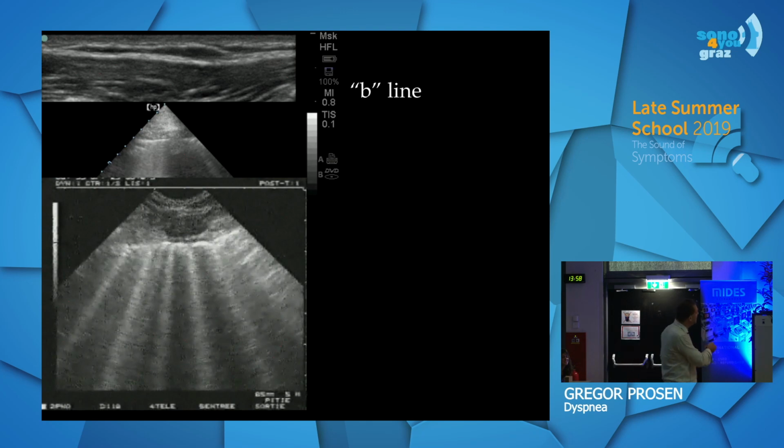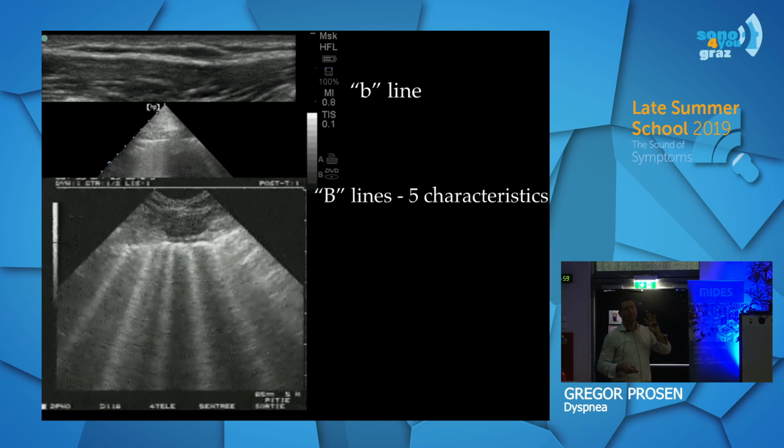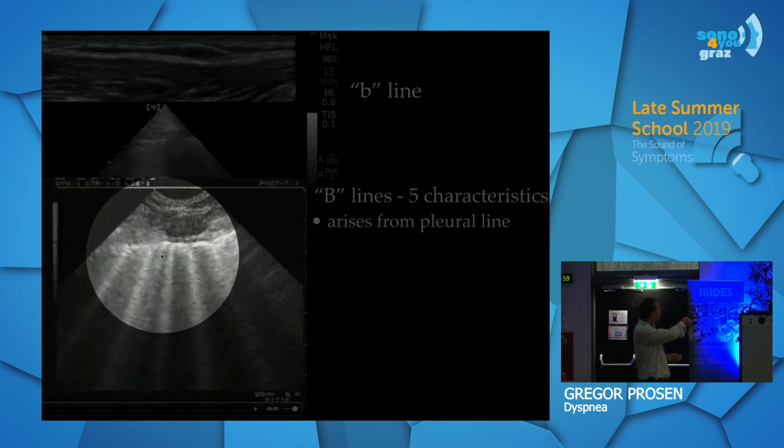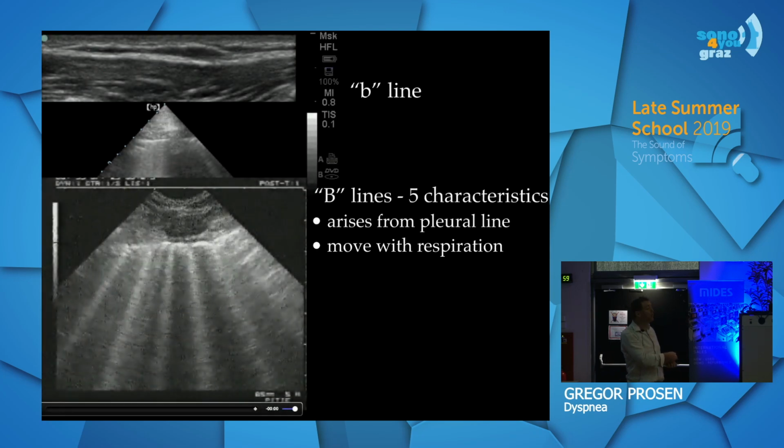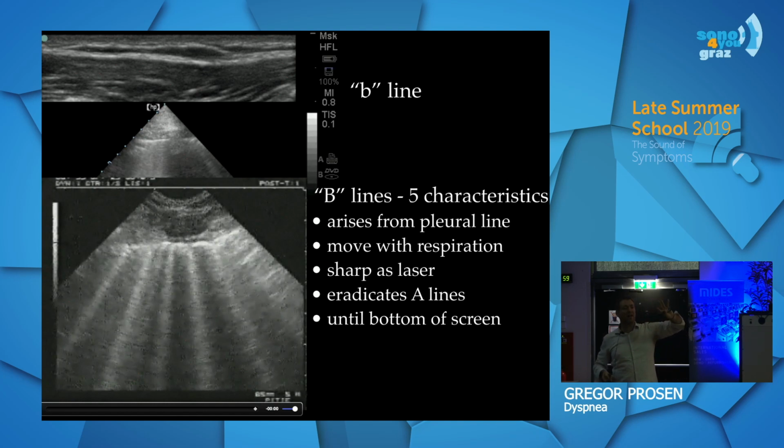These B lines are sometimes also called lung rockets, and technically speaking they have 5 characteristics. They have to arise from the pleura. They have to move with respiration, which makes sense. They have to be sharp. They have to eradicate A lines. And they have to go all the way to the bottom of the screen. Okay? These are the definition of B lines. And this is the pattern that we will see in pulmonary edema.